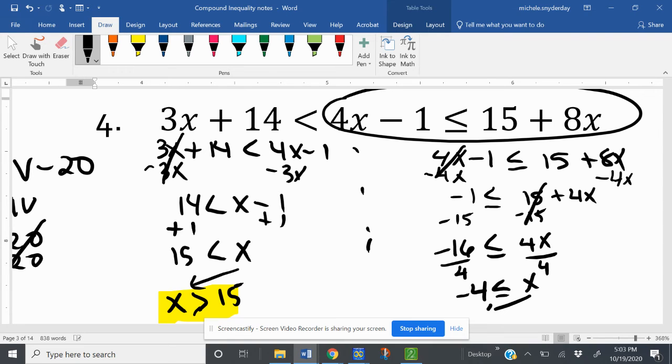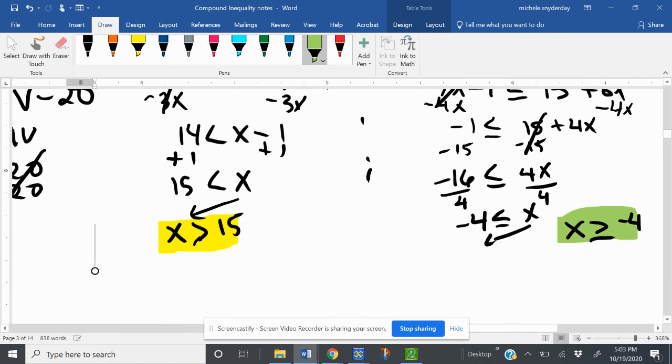Now once again, we want the x in front. So x, the open part's towards the x, and it's equal to, and the pointy part is towards negative 4. So these are the two inequalities that we're going to graph. x is greater than or equal to negative 4, and x is greater than 15.